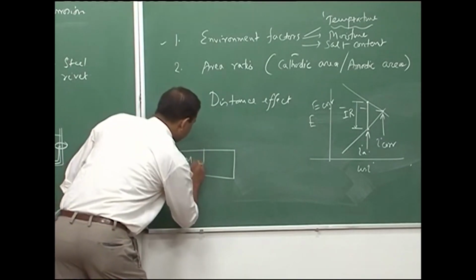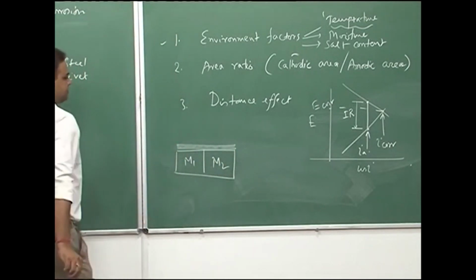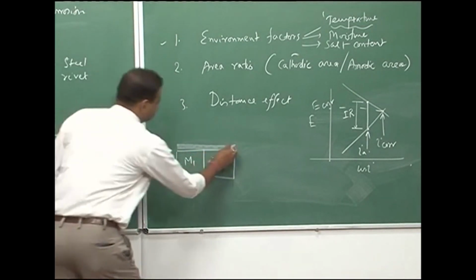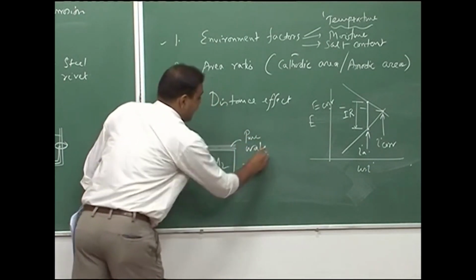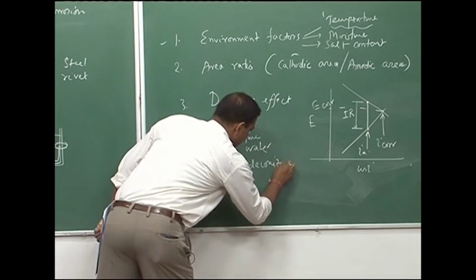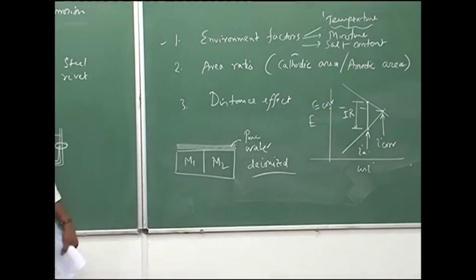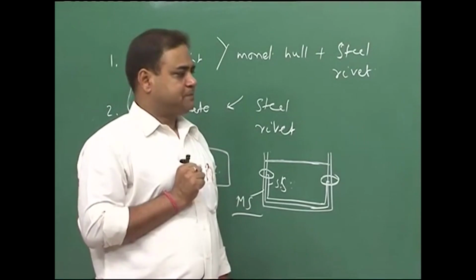Now, that is what, if we have a galvanic couple M1 and M2, and on top of that we have an electrolyte, and let us say that electrolyte is pure water, and that pure water is deionized. In case of deionized water, resistance is pretty high. So, in that case the galvanic corrosion effect, or the corrosion rate, would be pretty low compared to the case where the electrolyte contains a lot of ions.